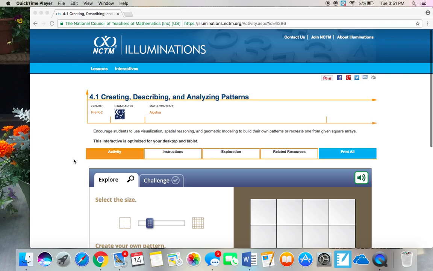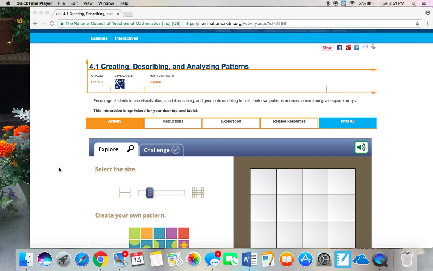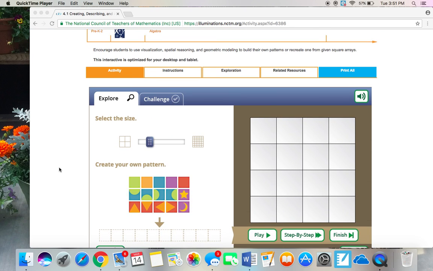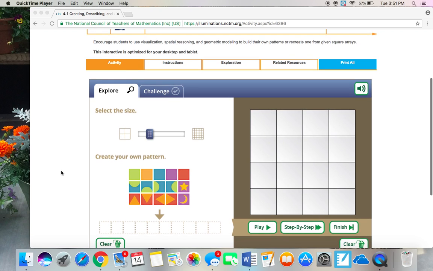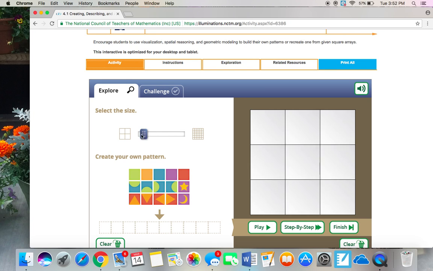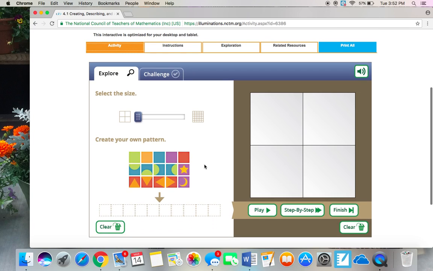So the activity is creating, describing, and analyzing patterns. So down here we have a board, okay? And what we're going to be doing with this grid, this board, is creating patterns. So one thing you can do, now this would be for younger students, you can just start with a very simple grid. And here you have pattern tiles, okay?